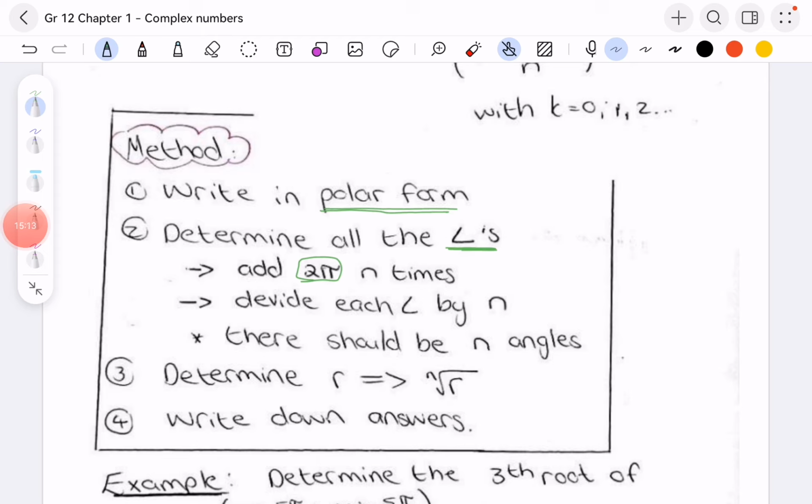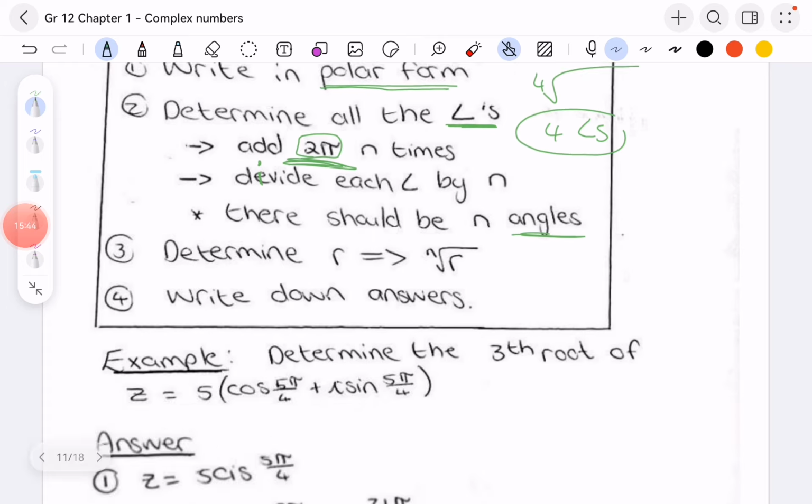If I'm looking for the 4th root, then I'm going to need 4 angles. So I'm going to do that 4 times because I need at least 4 angles. I'm also going to divide each angle by n, and divide each angle by 4 in this case, and there should be 4 angles in total. I also need to find my value r, which is going to be the 4th root in this case, and I'll just write down my answers.